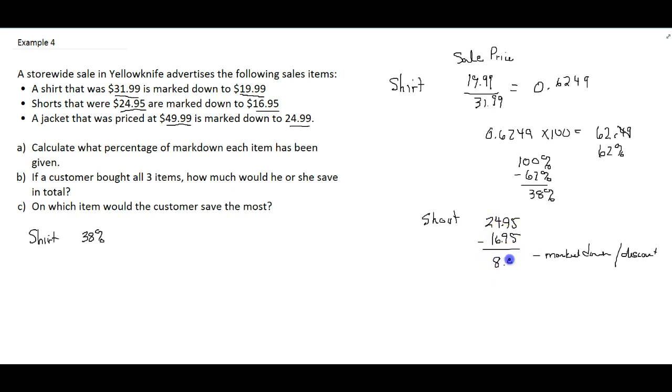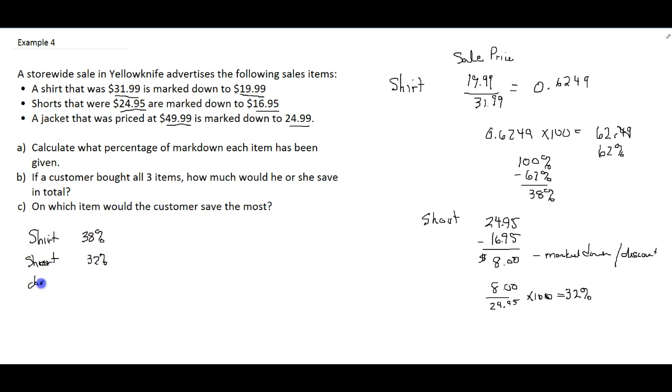So $8 was the discounted amount, and so we can use that discounted amount, $8, over the $24.95 times 100%, and that gives us our percentage. And when we calculate that, we come out with 32%. So our shorts were discounted 32%.